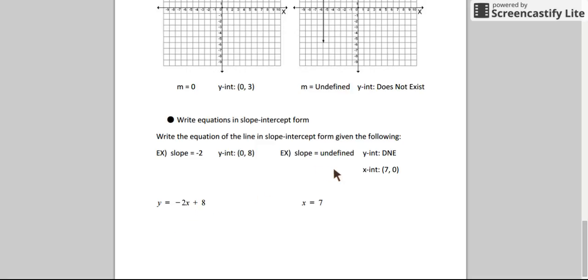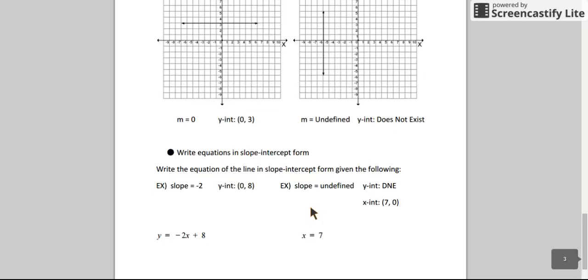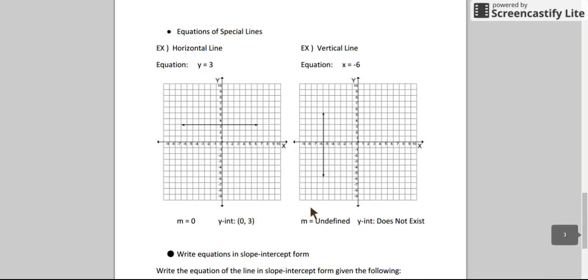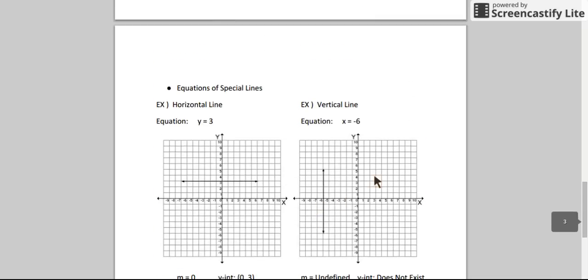We could also do that with one of these special horizontal or vertical lines. We're told that the slope is undefined, that the y-intercept does not exist, but we have an x-intercept that happens at (7, 0). So given that information, I can tell that it's a vertical line. So we're going to have an x equals the x-intercept equation. So x equals 7 is our equation. So there's an introduction to slope-intercept form. It's one of the basic forms we use to write equations of lines.